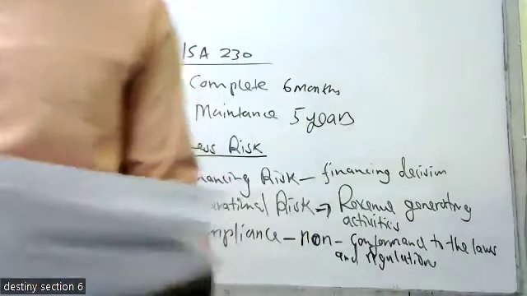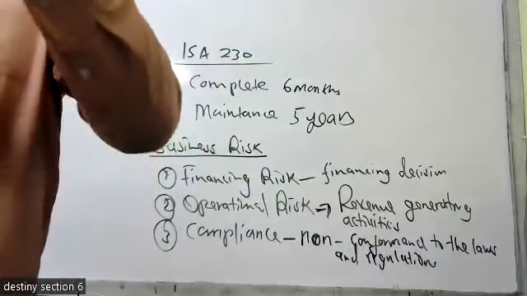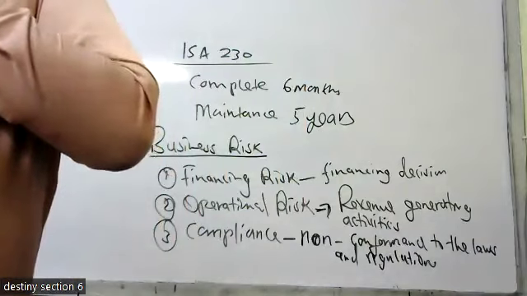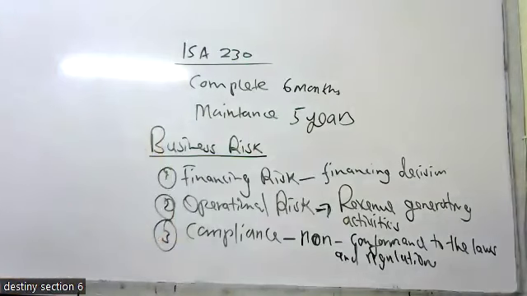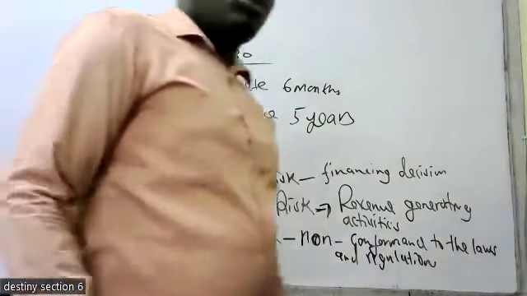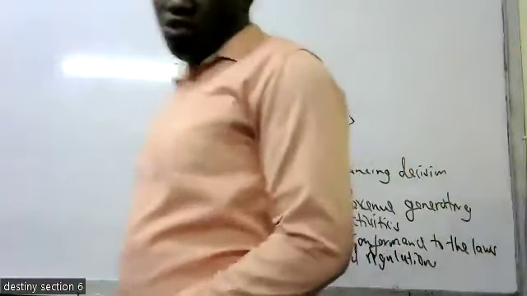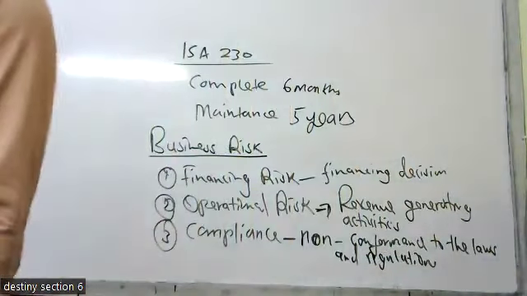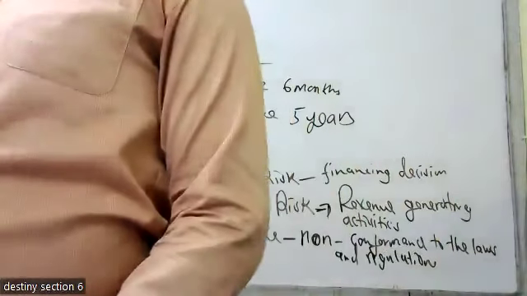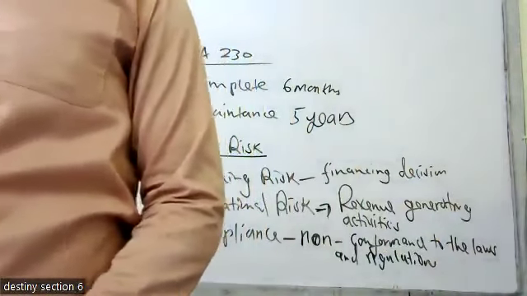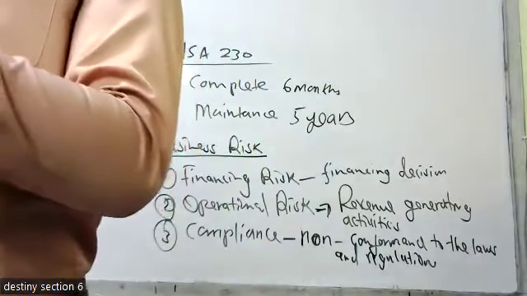So let's now go to part B. Part B, outline the audit work you will perform to address the risk. So what measures will you take to respond to the risk?